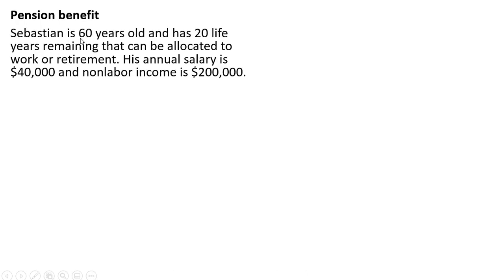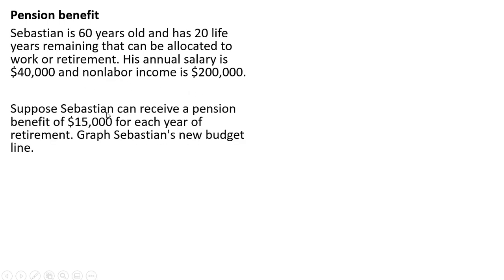Okay, moving on. With the pension benefit, Sebastian, same setup here, 60 years old, 20 years of life remaining that can be allocated between work and leisure, same salary, same non-labor income. Suppose Sebastian can receive a pension benefit now of $15,000 for each year of retirement. Let's graph Sebastian's new budget line.